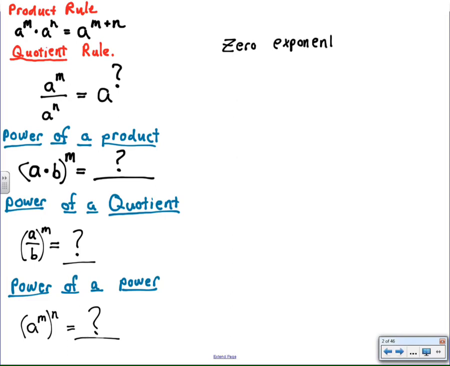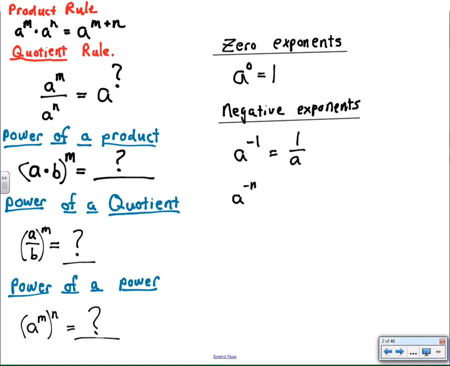And be reminded, there's 0 exponents from the previous chapter, and negative exponents, which a to the negative 1 equals 1 over a, and a to the negative m equals 1 over a to the positive m. These rules should all be a part of our DNA as well.